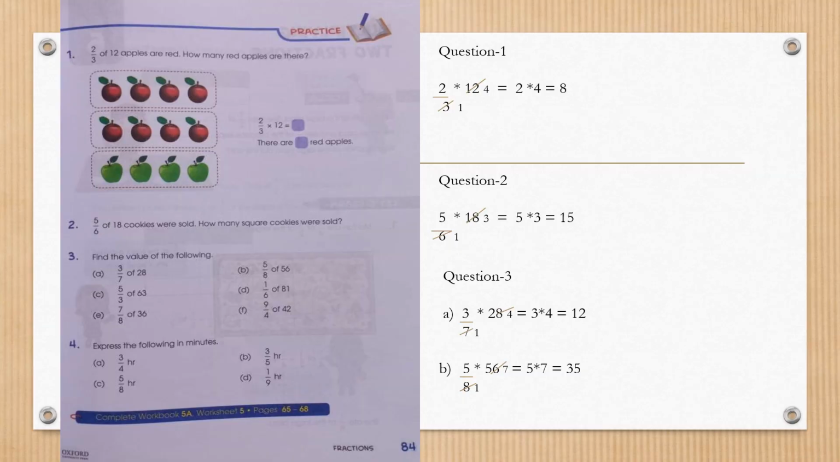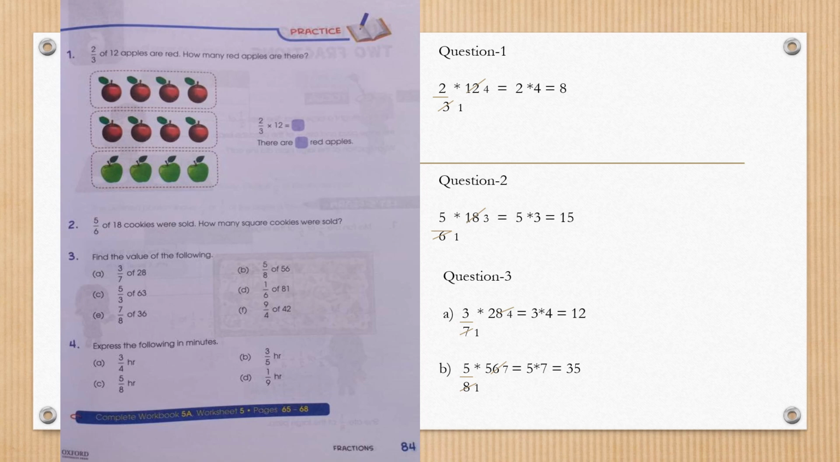Here comes the last part, which is practice questions. Question number 1 says 2/3 of 12 apples are red. How many red apples are there? In order to find out the number of red apples, we have to multiply 2/3 by 12.